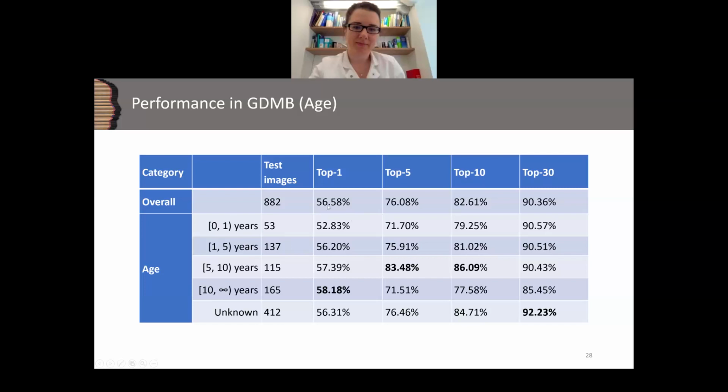So as we can see here, as we expected, the baby is relatively difficult to recognize. They achieve slightly lower performance, maybe around 5 to 6% performance difference compared to the other age groups. And we can see, I would say, for the age between 5 to 10 years old, the performance is relatively higher and relatively stable. But this is something we will need to dig into more when we have more data from patients with different ages.